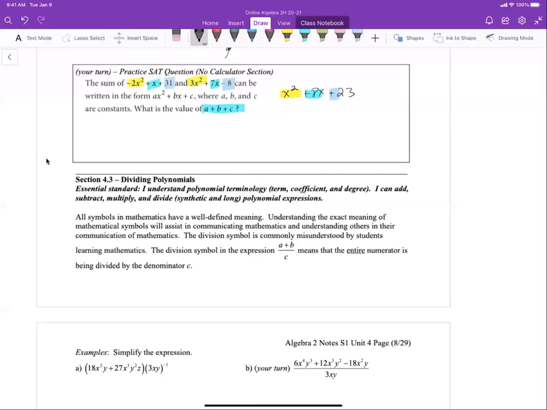Okay. And so now we know that A is equal to 1, B is equal to 8, and C is equal to 23. Those added together will give me 8 plus 1 is 9. 9 plus 23 is 32.